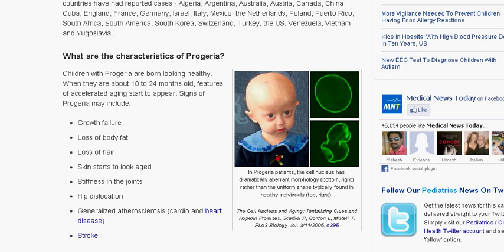Another example of the rate of living theory would be progeria. It's a disease that affects about one in every few million. I'll show you right here. These are the characteristics of progeria.